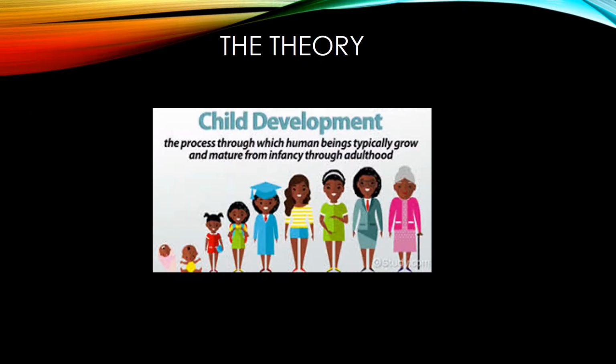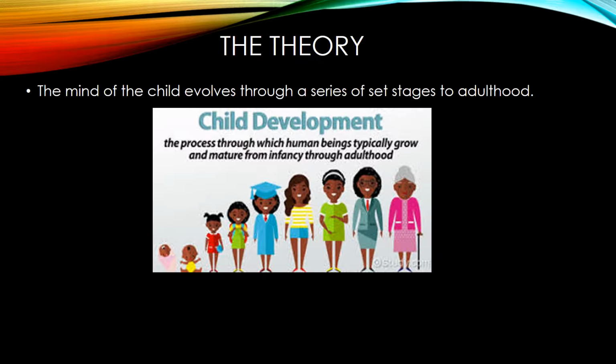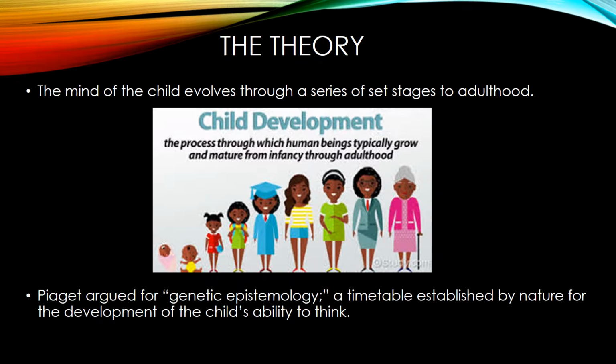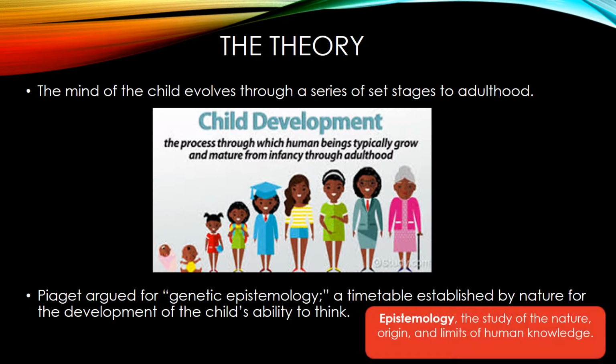The theory. In Piaget's time, it was believed that children were little adults that had the ability to conduct adult reasoning. With his findings, Piaget was able to prove otherwise. According to him, the mind of the child evolves through a series of set stages to adulthood. Piaget argued for genetic epistemology, a timetable established by nature for the development of the child's ability to think. Epistemology is the study of nature, origin, and the limits of human knowledge. It was Piaget's belief that development was not controlled by the individual, but naturally developed.